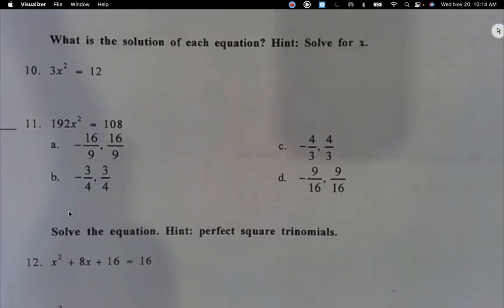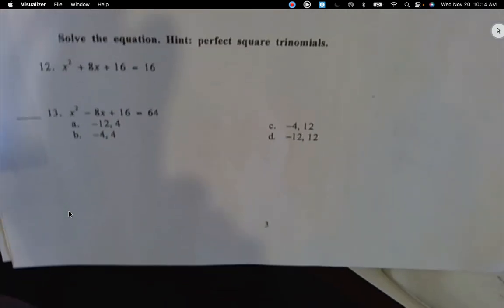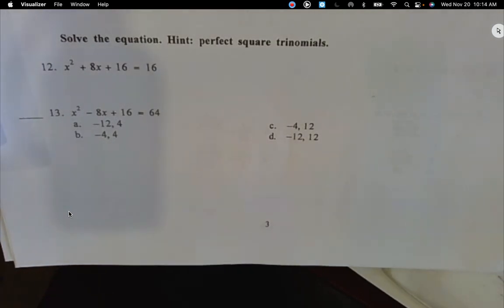Alright, this one says, hey, there's a hint. I was too nice on this test last year apparently. Hey, this is a perfect square trinomial. So they want me to solve it like a perfect square trinomial. I think both of these are, 12 and 13. Okay, so I'll write it out the first time, both of them. I'm not going to move anything around.